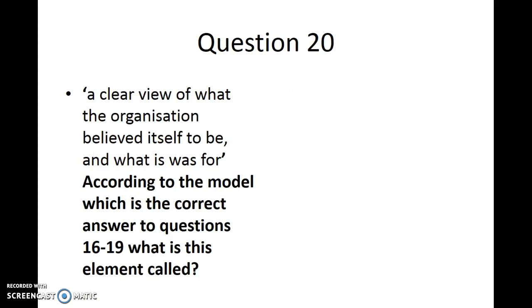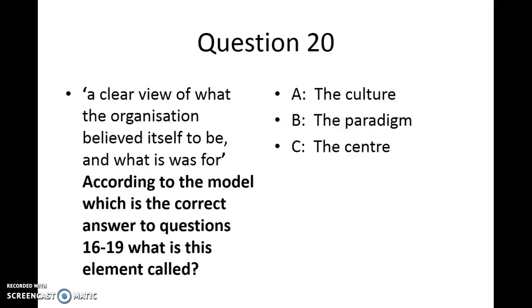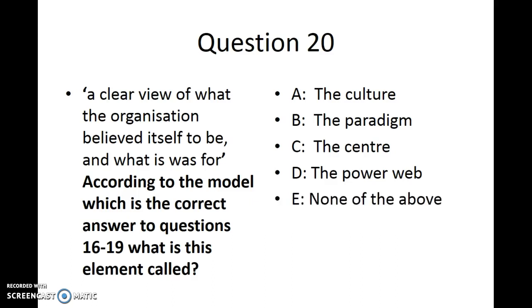And finally, question 20. A clear view of what the organization believed itself to be and what it's for. According to the model, that's the correct answer to questions 16 to 19. What's this element of the tool called? Is it A. Culture, B. Paradigm, C. Center, D. Power web, or E. None of the above?